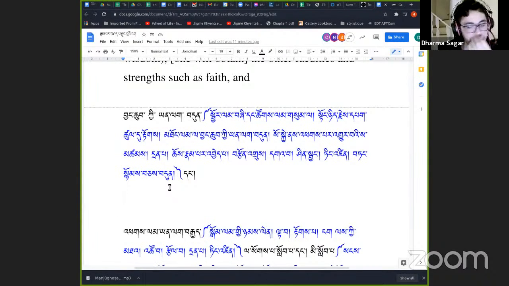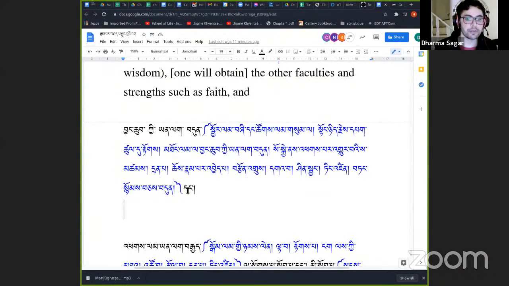Okay, so we're still in the enumeration of the qualities that we gain by reciting 1,000 times. And so continuing, yeah, this one will obtain in brackets. I don't know if we're going to need it at the end, but it's just to make the meaning clear.